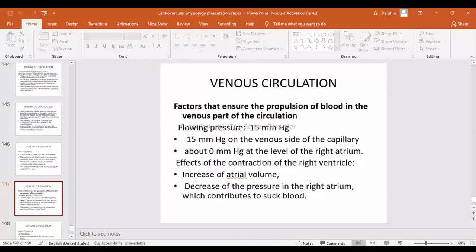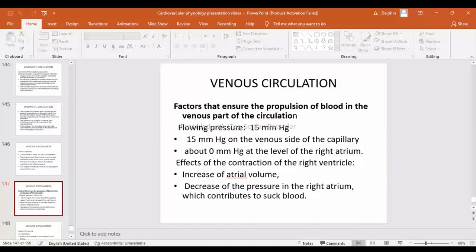Decrease of the pressure in the right atrium, which contributes to suck blood. If the right ventricle contracts, blood is pumped into the pulmonary artery. And there is filling of the atrium at the end, and the volume in the atrium also increases.